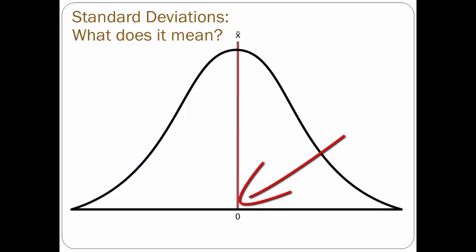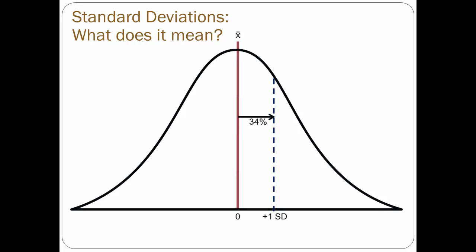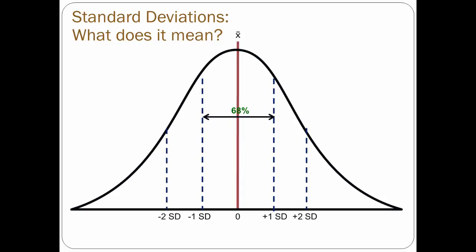In a normal distribution, the probability is that 34% of the scores are within one standard deviation above the mean, and about 34% of the scores are within one standard deviation below the mean. Added together, this means that there is a 68% probability that a score is within one standard deviation of the mean. The same principle applies to two standard deviations from the mean. There is about a 95% probability that a score lies within two standard deviations of the mean.